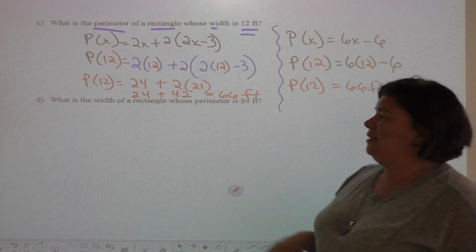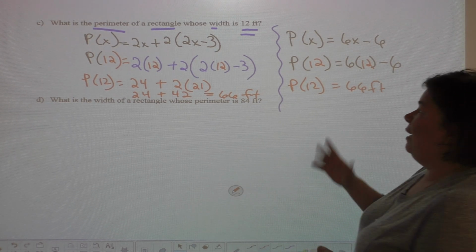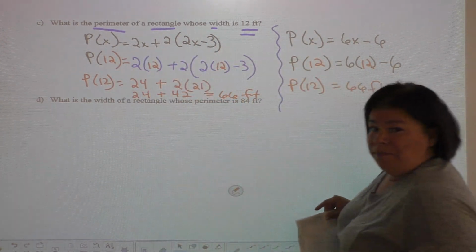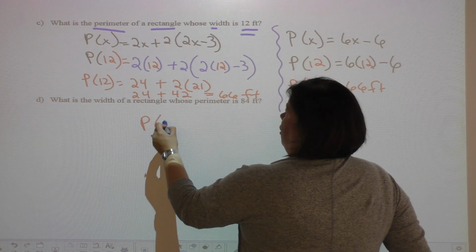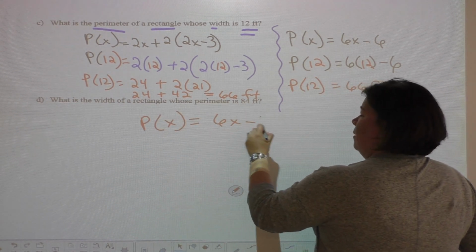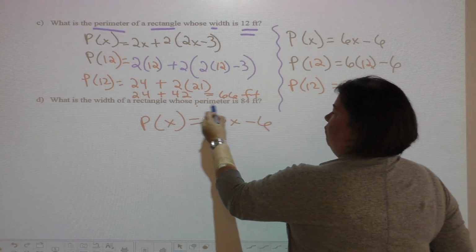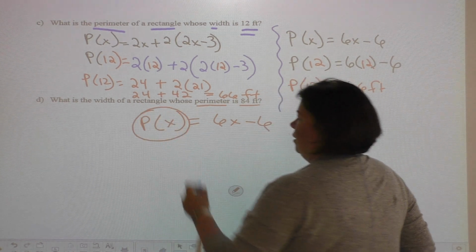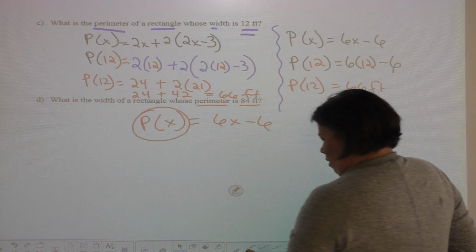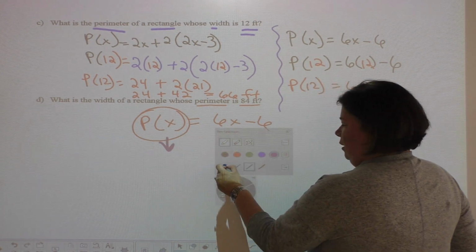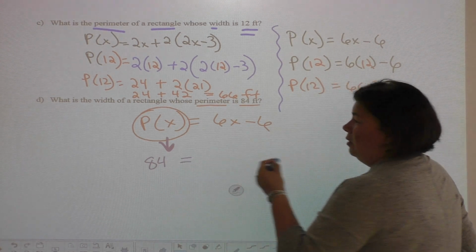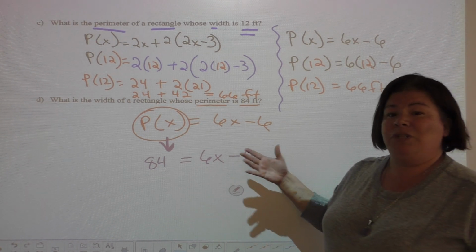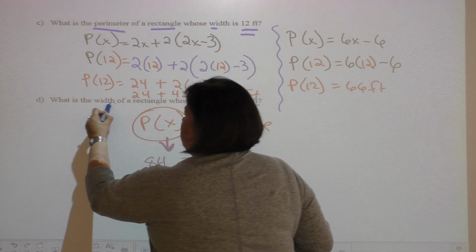All right, what is the width of the rectangle whose perimeter is 84 feet? Again, you could simplify this original function. And I think that's actually where I'm going to go from here. I'm going to keep it simplified. Now they're telling us that the perimeter is 84 feet. And remember, the perimeter is this entire P of x. So all I'm going to do is substitute in 84 wherever P of x is. And then from there, all I'm going to do is solve for x, which is my width, because that's my unknown, and that's what we're looking for.